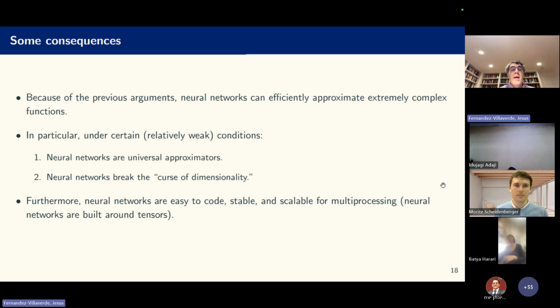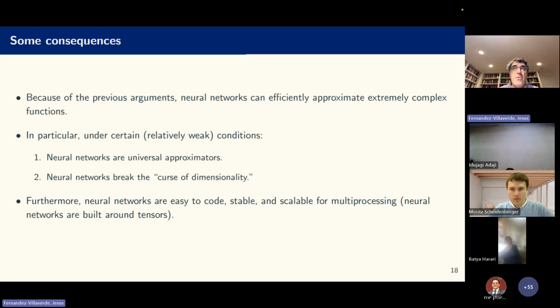But even more important than the theorems, from a practical perspective, neural networks are very easy to code. Last week, I was lecturing at the European Central Bank, and we went in detail over the code that I use to compute a neoclassical growth model.